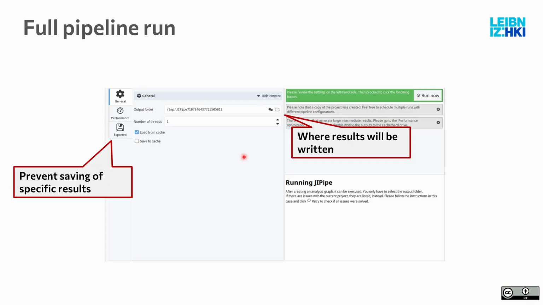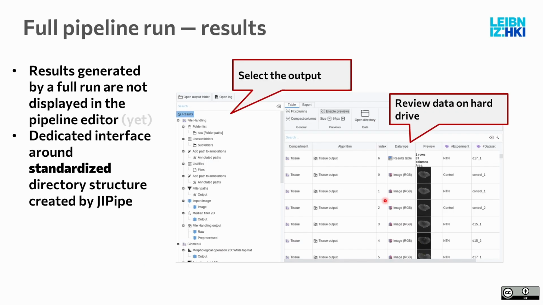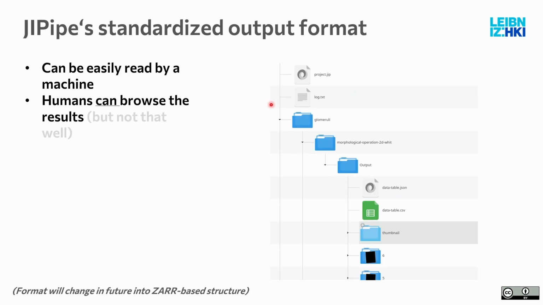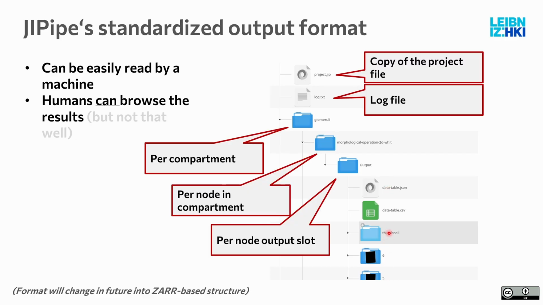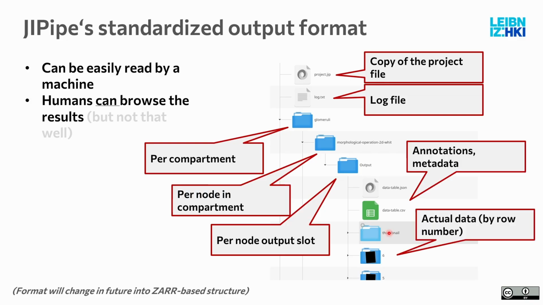It will run the whole pipeline, save all the outputs to the hard drive into this directory that you choose here. But it's really JIPipe's own format that contains all the metadata, contains thumbnails and other things. And then it will open it in a dedicated viewer. The format looks like that, where you have like a hierarchy again, and then it contains like a copy of the project, a log file, and then organizes the outputs by compartment, per node, per output. And then in a standardized format stores like the annotations that are attached and then the actual data. But this is usually not how you will interact with JIPipe.